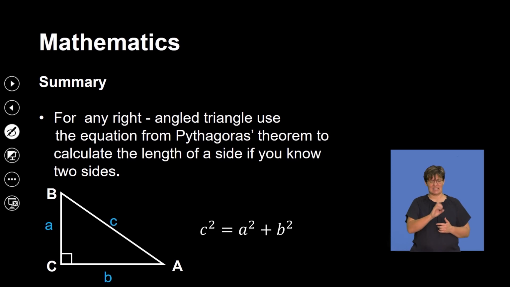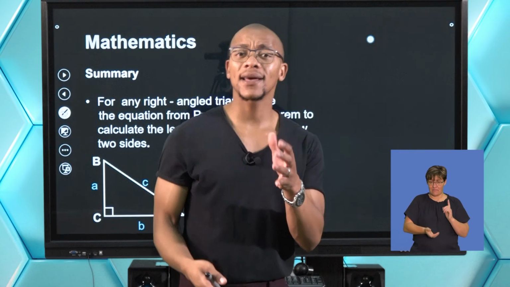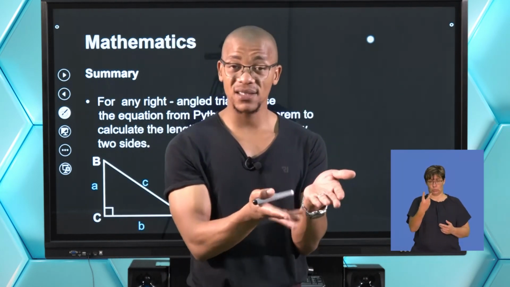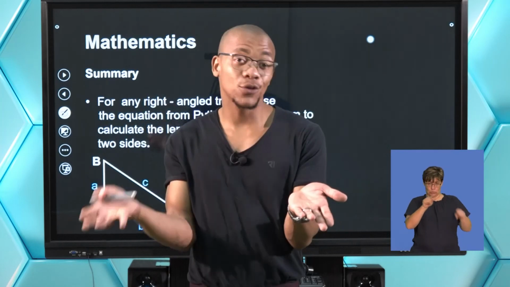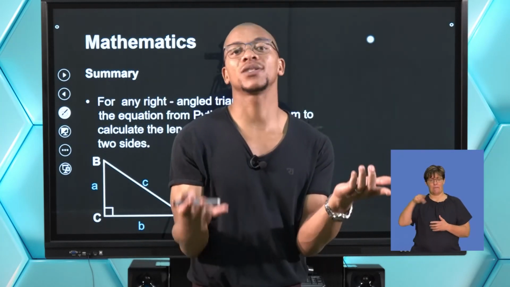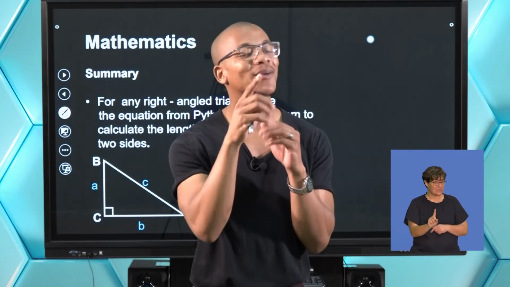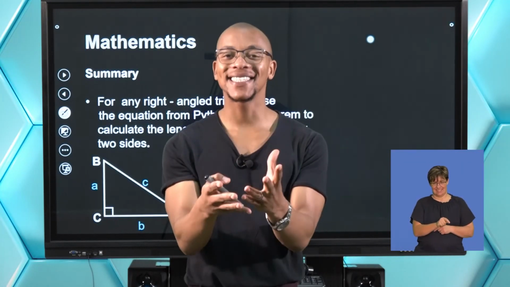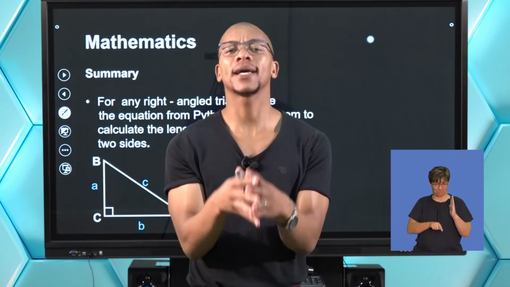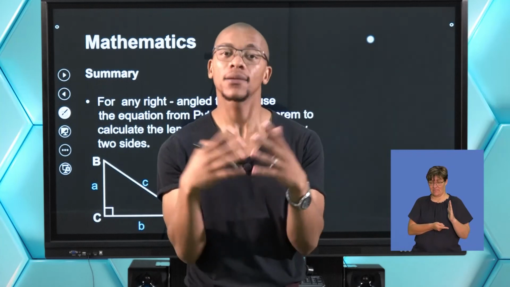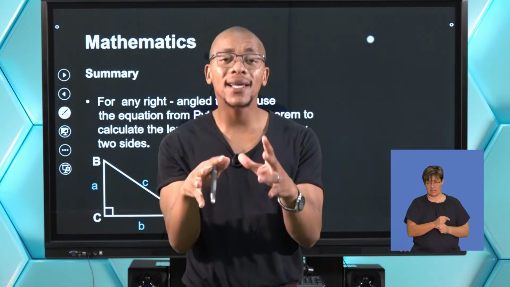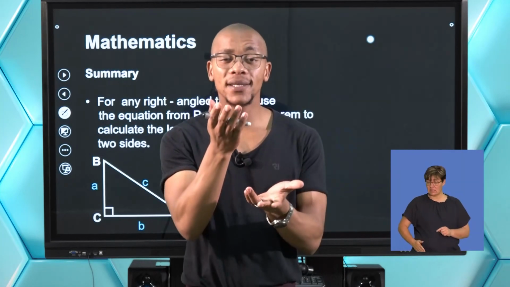Now, for any right-angled triangle, you use the equation from the Theorem of Pythagoras to do what? To calculate the length of a side if you know the two sides. Remember what my big question to you was? Can I find one side given two sides? If I know the two sides, I can find the third side using the Theorem of Pythagoras. But what must be the condition? It must be a 90 degree triangle, so there must be a 90 degree angle in the triangle, meaning a right-angled triangle. So I can use that to find one side given two sides.